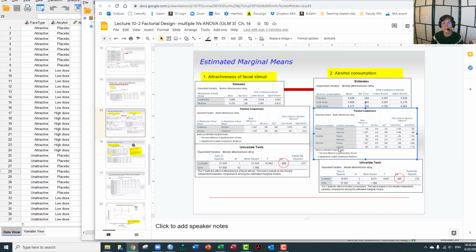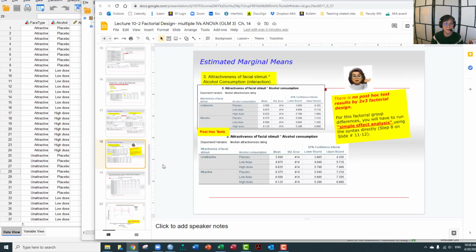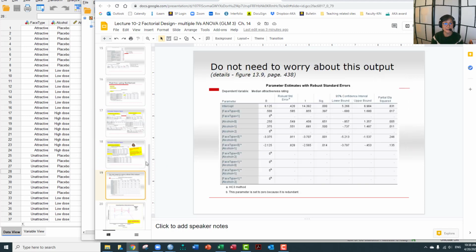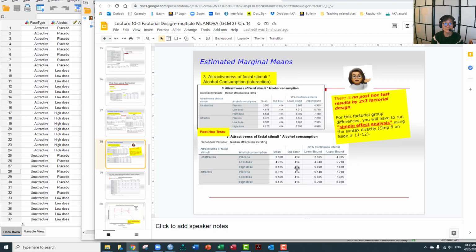But like I said earlier, we don't really have to read these comparisons because we have the option of contrast and the option of Bonferroni or Tukey to do post hoc. One thing that I want you to look at is this. Estimated marginal means, we requested the interaction. Then look at this interaction. Do you see the interaction? No. It doesn't give us the interaction.